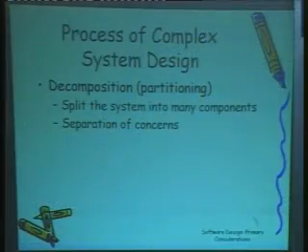Now we'll look at the important process that you apply in designing complex systems, the important criteria or activity that you carry out when you want to defeat the complexity. That is decomposition.